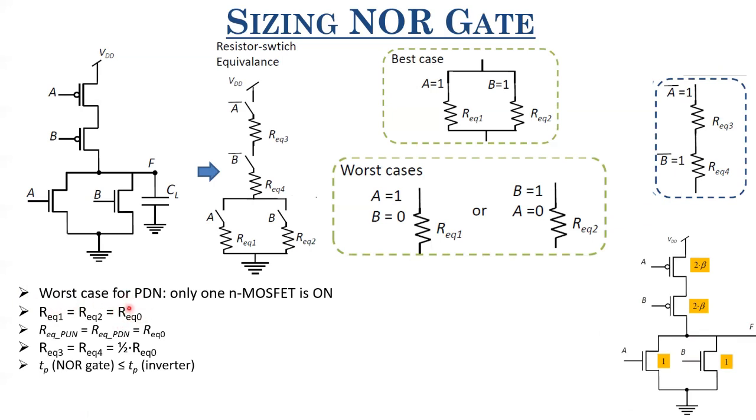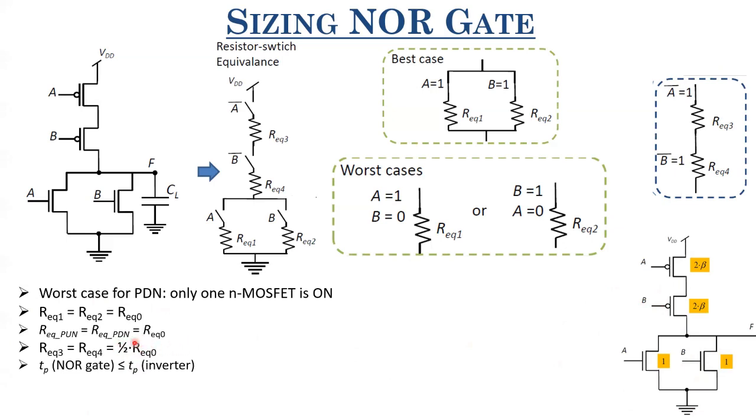And what is R equivalent of 0? It is the resistance of a minimum sized N MOSFET. So we don't have to size it. It can be minimum sized in the pull-down network. However, if you look at this pull-up network, what do you see? You see that these resistances have to be half R equivalent of 0. So we have to increase its width by 2, right?